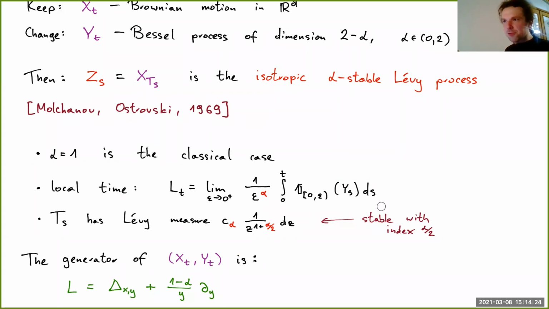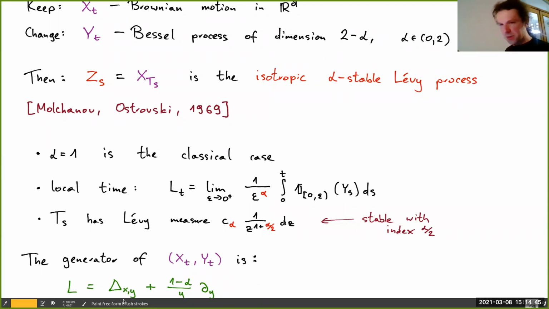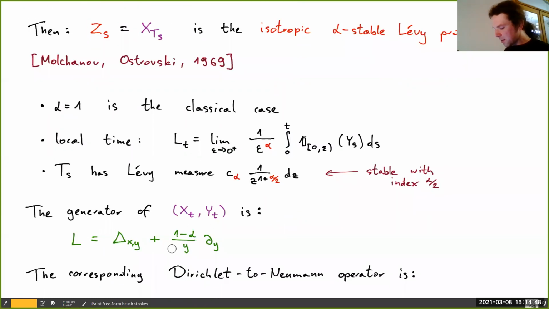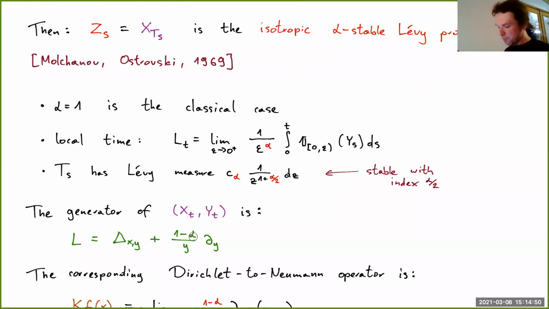Now, the interesting thing is when you look at that from the analytical perspective, from the analysis perspective. So the generator of the two-dimensional diffusion is an elliptic operator, a singular elliptic operator with a singularity near the boundary of the following form. You just take the Laplace operator in dimension d plus 1, and you add a linear term with a coefficient which depends on the y coordinate, and it actually blows up near the boundary. It's of the form (1 minus alpha) over y times the first order derivative with respect to y.